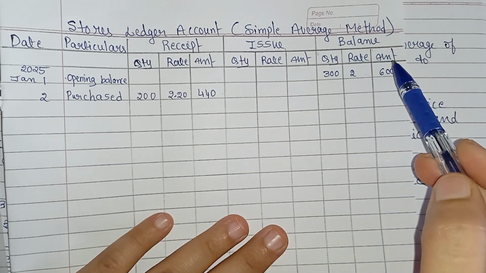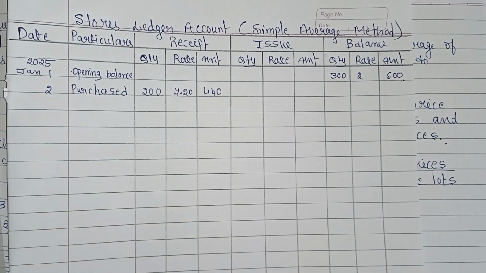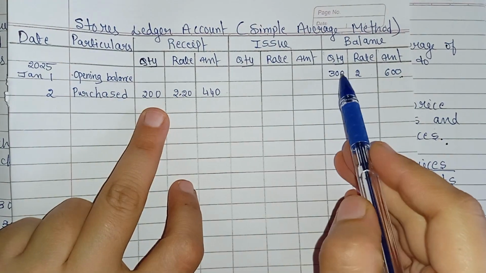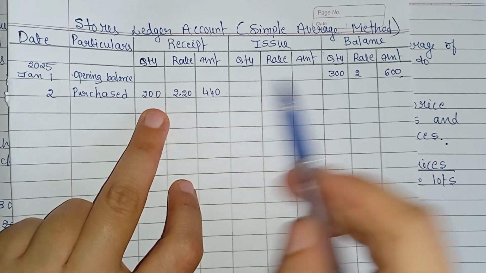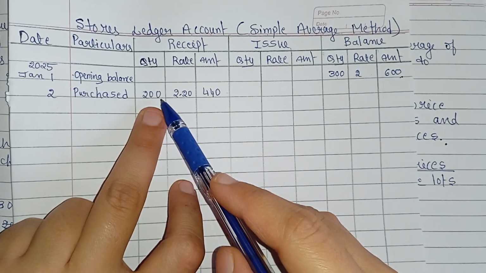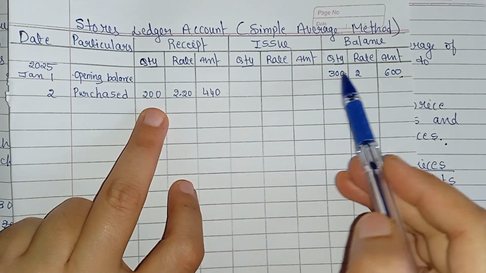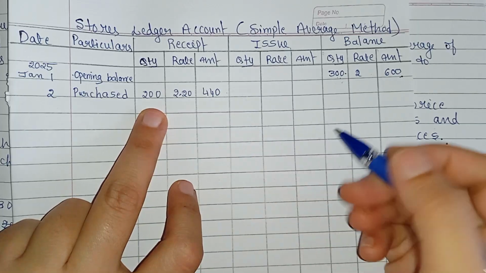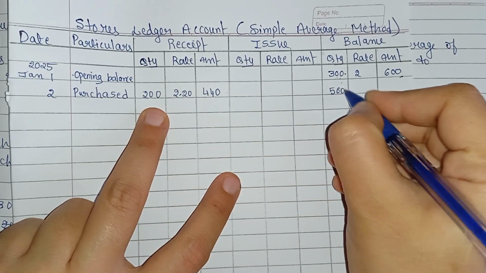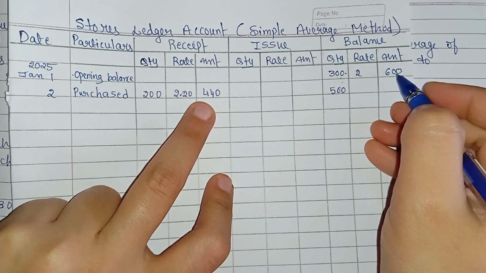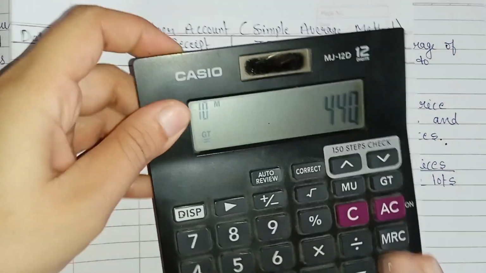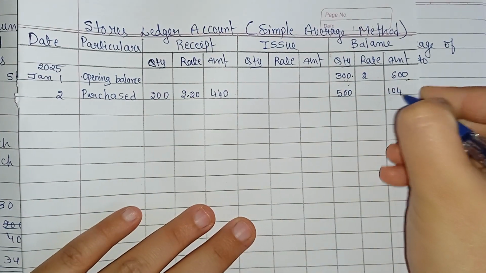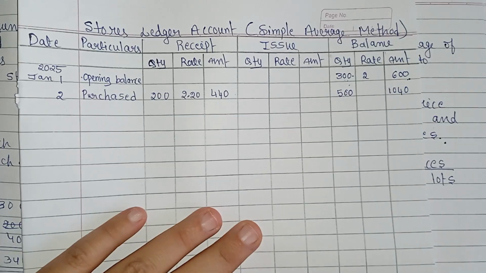But in the simple average method, what you have to do is write down the quantity in a combined manner. Means 300, that is the opening balance, and here we received or purchased 200 quantity. Means 300 plus 200, we have to write together. That is 300 plus 200, equals 500. And the amounts also, 600 plus 440, that is 1040. And what about the rate?